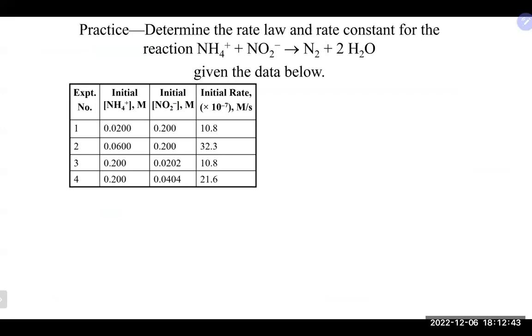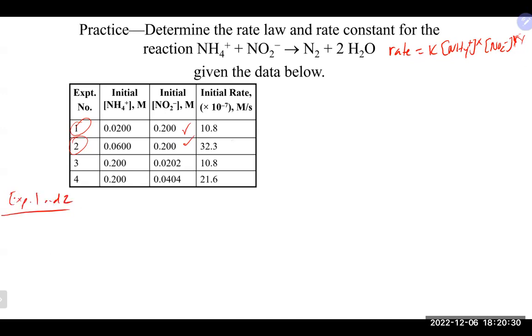Now let's try one more here to wrap it up for this part. Rate is equal to K. We'll call the NH4 plus X, and call the NO2 minus Y. There we go. All right, so looking at our table here, looks like we could do 1 and 2. We'll keep that guy constant there and vary our others. So experiments 1 and 2.